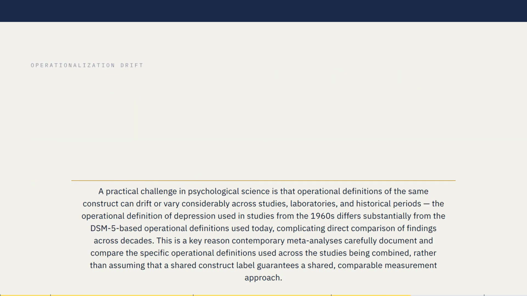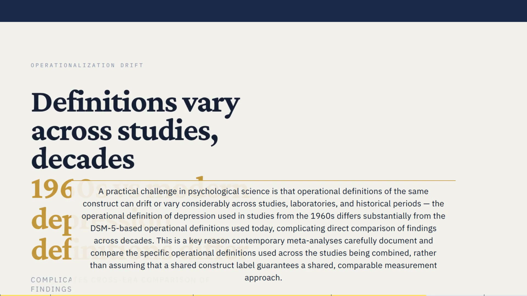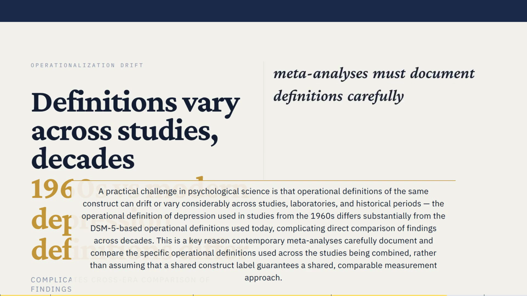A practical challenge in psychological science is that operational definitions of the same construct can drift or vary considerably across studies, laboratories, and historical periods. The operational definition of depression used in studies from the 1960s differs substantially from the DSM-5 based operational definitions used today, complicating direct comparison of findings across decades. This is a key reason contemporary meta-analyses carefully document and compare the specific operational definitions used across the studies being combined, rather than assuming that a shared construct label guarantees a shared, comparable measurement approach.